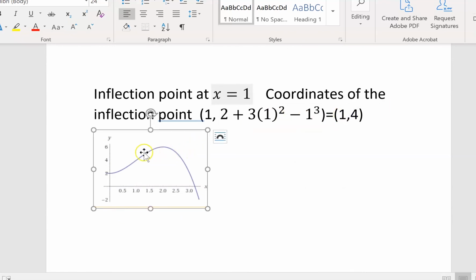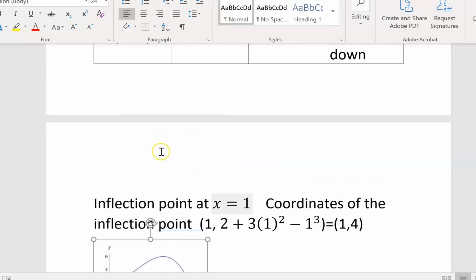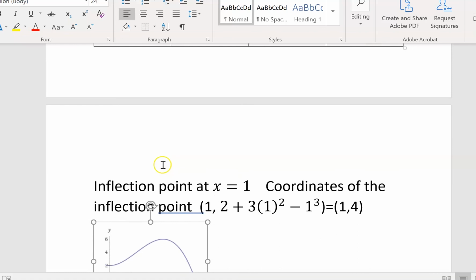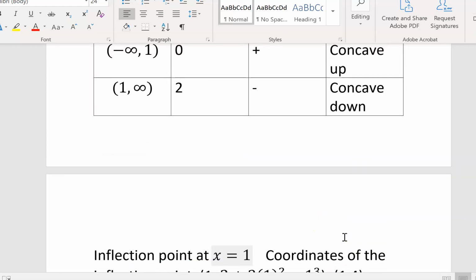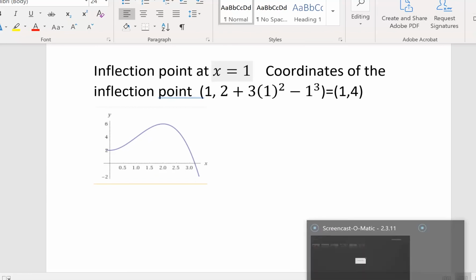And you can actually see in Wolfram Alpha, you've got the graph of this function. You can see that at 1, it goes concave up and then changes to concave down. You can see how the concavity changes at 1. Okay, so that's it for this video. And we will see you in another video shortly.